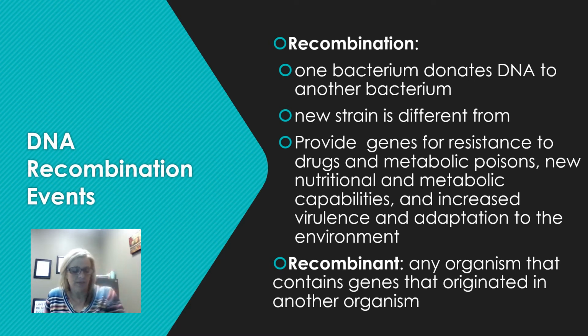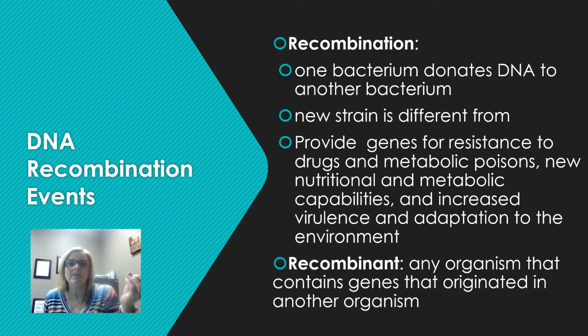And this is good for the bacteria, but really bad for us because this is how they provide genes for resistance. This is how they pass them along. Resistance to drugs like antibiotics, okay? Or being able to produce a toxin, a metabolic poison. They're able to gain a new nutritional or metabolic capability, the ability to survive perhaps in a high pH. They can also have increased virulence or other ways to adapt to the environment. So it's how they can pick up a new handy trick, in other words.